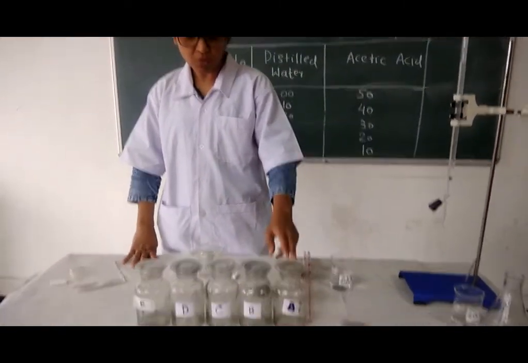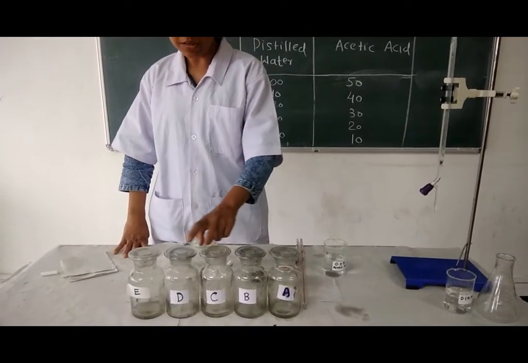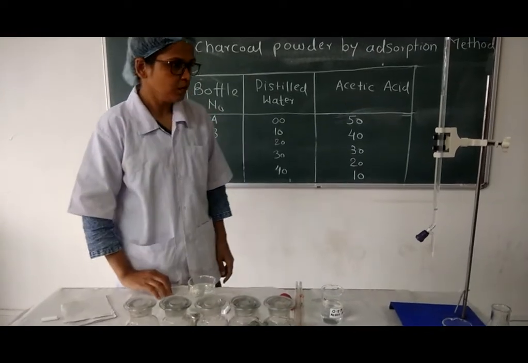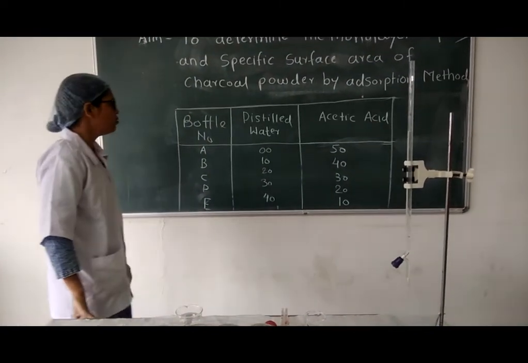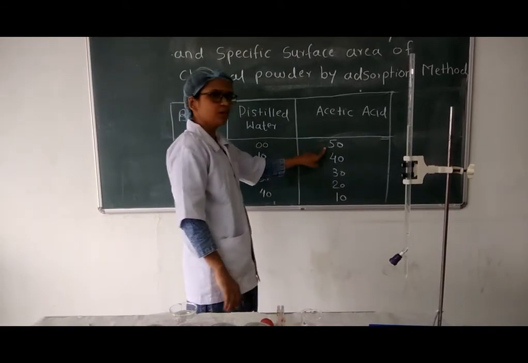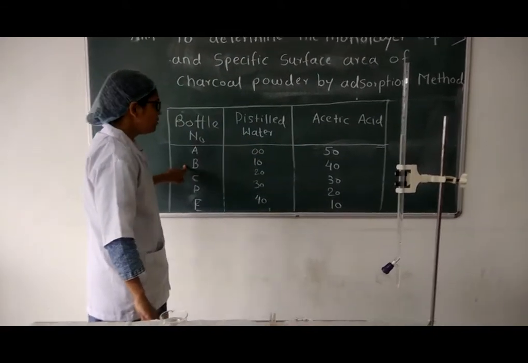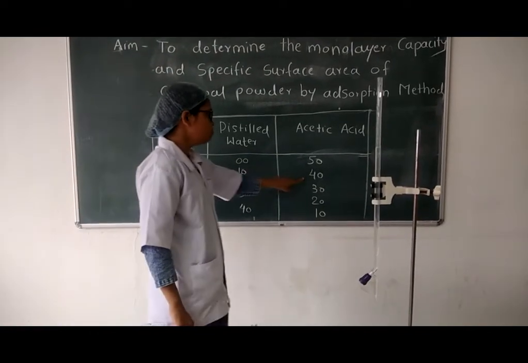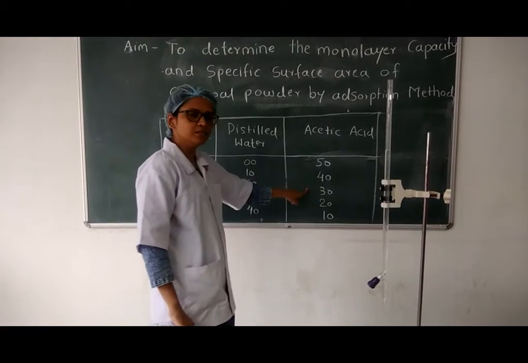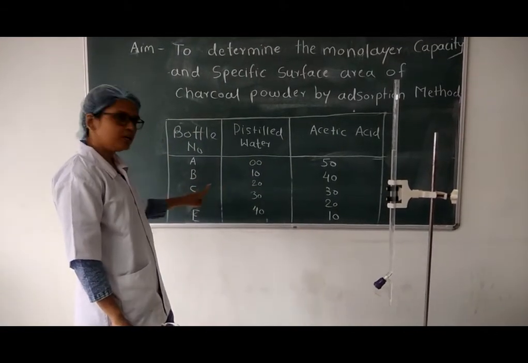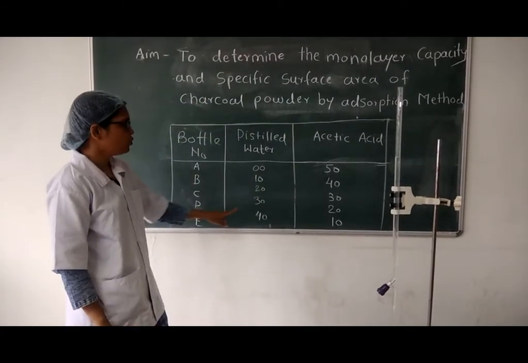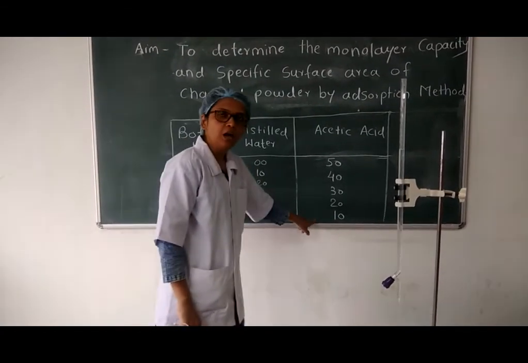Here I have taken 5 bottles and labeled them A, B, C, D and E. So you have to prepare different concentrations of acetic acid by diluting it with distilled water. In bottle A, I take 50 ml acetic acid only. In bottle B, I am going to take 10 ml distilled water, 40 ml acetic acid. Then bottle C, 20 ml distilled water, 30 ml acetic acid. Then bottle D, 30 ml distilled water, 20 ml acetic acid. And for bottle E, 40 ml distilled water and 10 ml acetic acid.